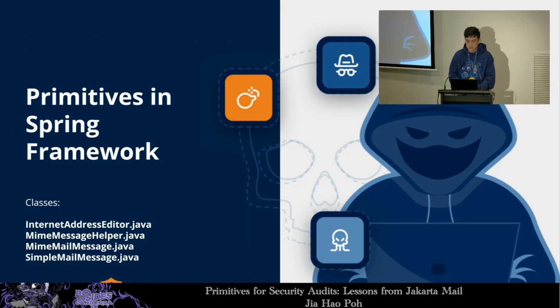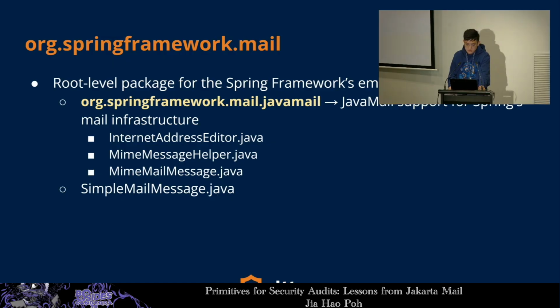So that concludes the primitives in the internet address and myMessage classes. We'll take a look at a couple of classes from Spring Framework next, and they all utilize the Jakarta mail library in one way or another. The package that we are looking at is org.springframework.mail and its subpackage Java Mail, which contains support for Spring's mail infrastructure. We'll be looking at these 4 classes shown here, which are all found in the Java mail package except for sample mail message.